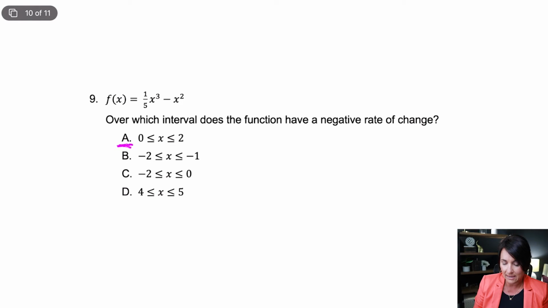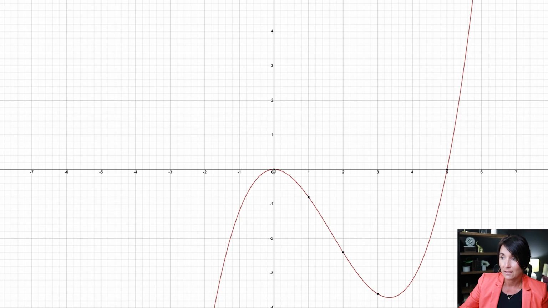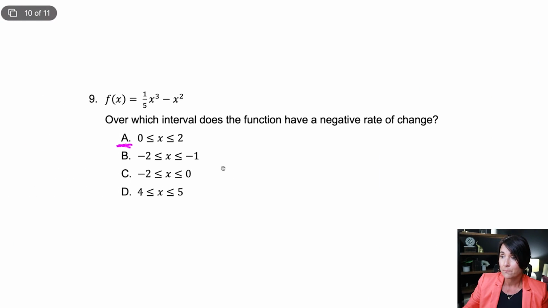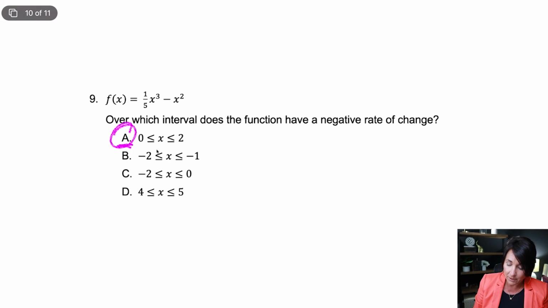All right, so let's take a look at our answer choices, and you can see that A is x is greater than or equal to 0, and x is less than or equal to 2. Looks like that's in my range. Let's go back and check, and you can see x is equal to 0 or greater, right? Starts to go down. And then it says x is less than or equal to 2. Look at that right there. Is that a negative slope? Is that a negative rate of change? Yes, it is.